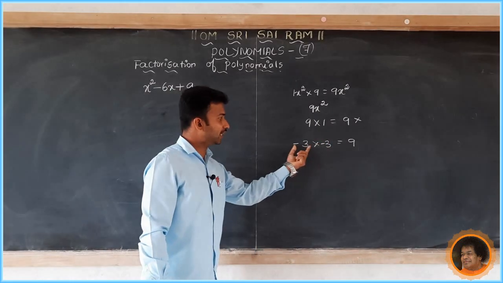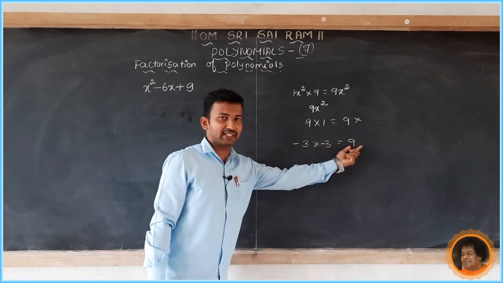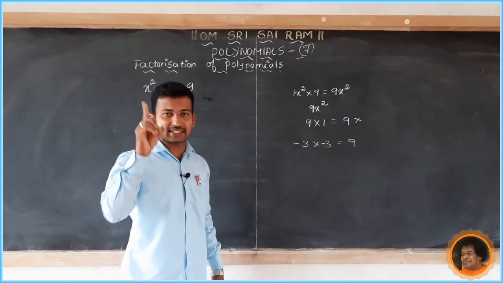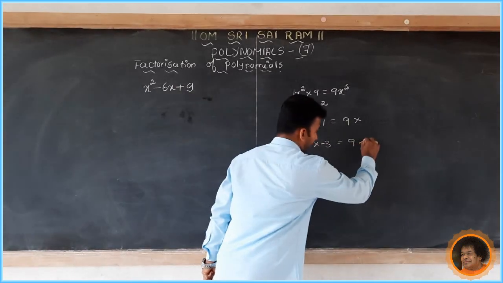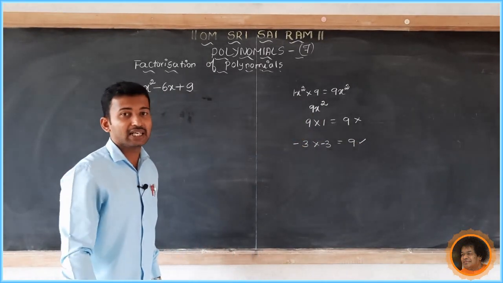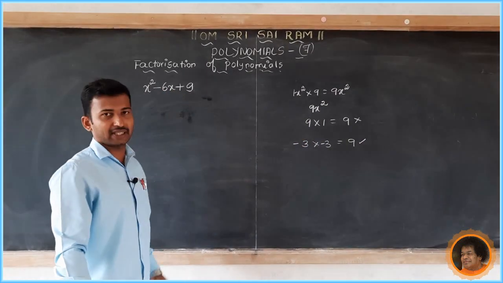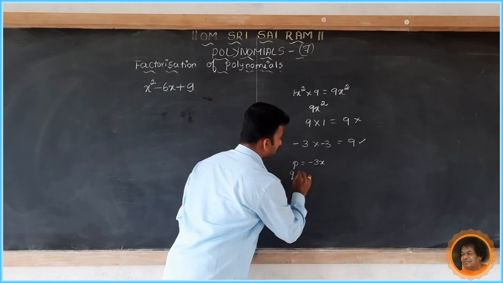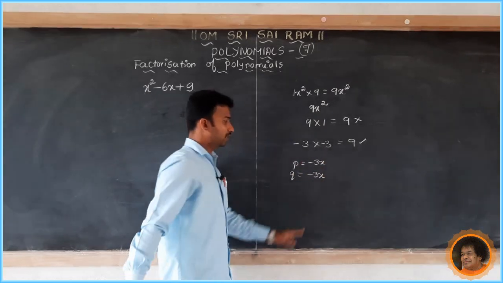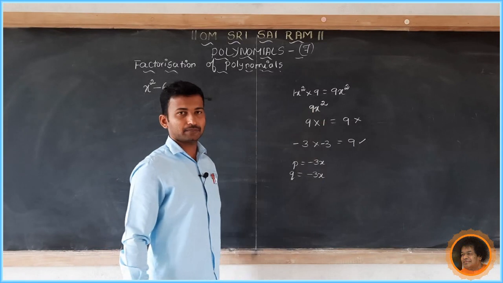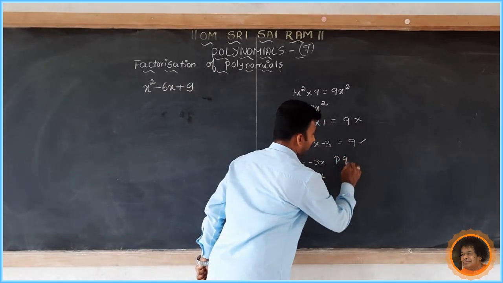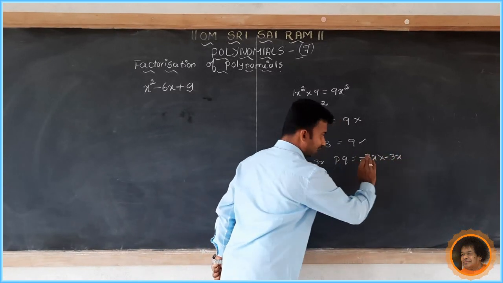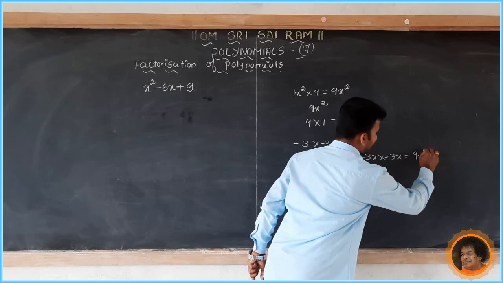Check, minus 3 into minus 3 is equal to plus 9, and minus 3 minus 3 is equal to minus 6. Now this is the best pair which gives the product 9x square, similarly the sum minus 6x. Now consider P is equal to minus 3x and Q is also minus 3x, because x is the variable in the product. And P into Q is equal to minus 3x into minus 3x, that is 9x square.